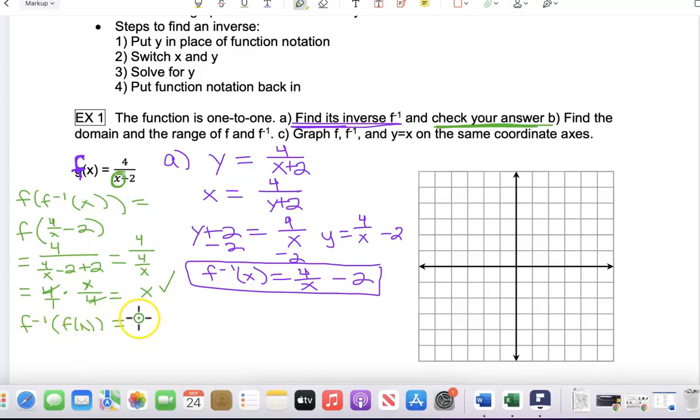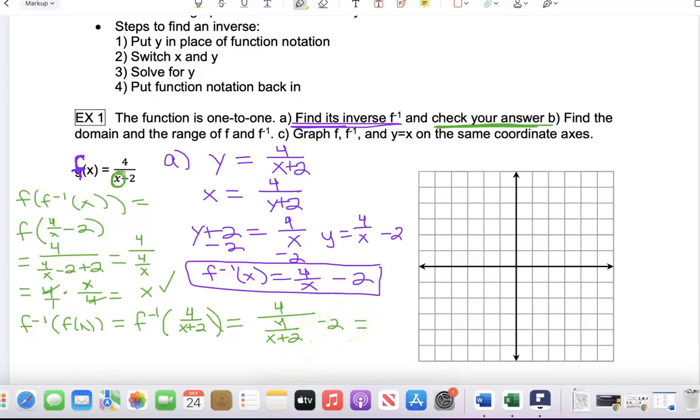This time my original is the inside function, so I'm going to plug it in. So f inverse of 4 over x plus 2, which again means that I'm going to put this entire fraction right here in this function of the inverse. So 4 over this whole thing, 4 over x plus 2, and then I've got a minus 2 on the end. So in this case, I need to simplify this whole thing first. So again, I'm doing the keep, change, flip.